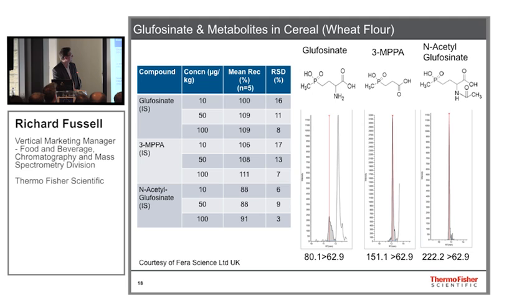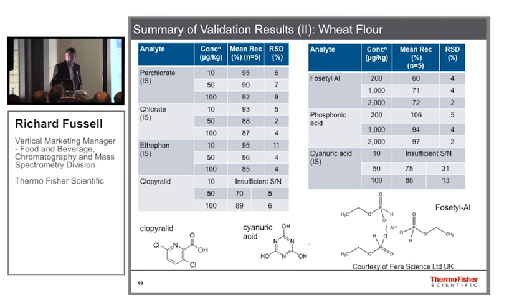Okay, if we also look at glufosinate. Glufosinate is a more difficult compound. It's about five times less response. It looks a bit more actually in this example. But the glufosinate parent is on the left, and then you've got the two metabolites to the right. And then if we actually look at the recoveries, we've got the 10 ppb concentration, all internal standard corrected in this case, and we've got RSDs of 16% for glufosinate at 10, 3-MPPA is 17, and the N-acetyl glufosinate is 6. So it's kind of within the limits of the SANTE criteria.